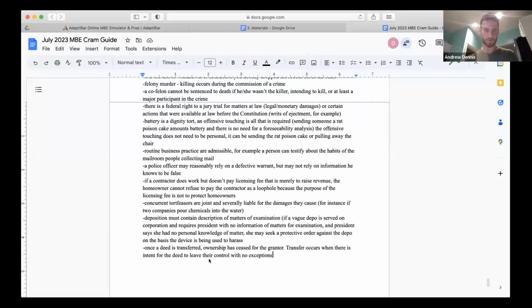So transfer occurs when there is intent for the deed to leave their control and dominion, like Old Dominion.